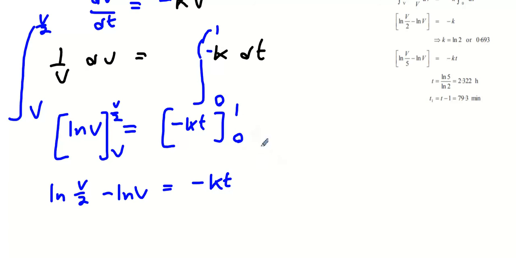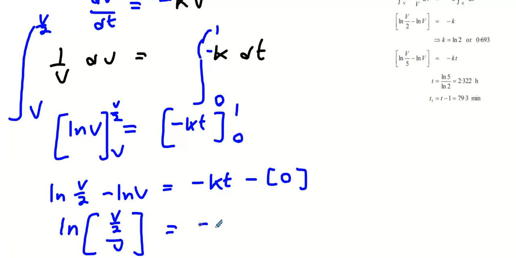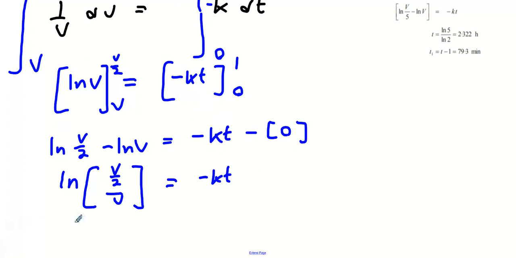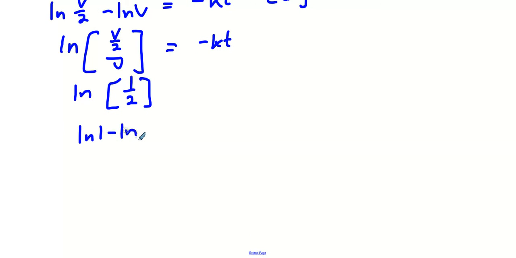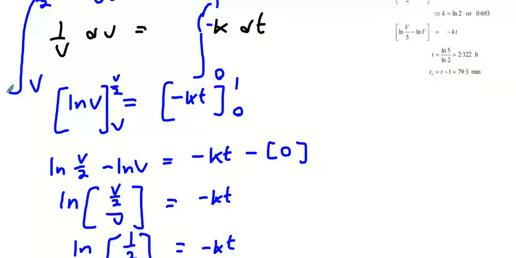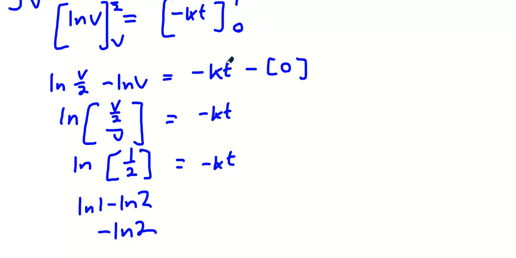For the lower limit it's going to be 0, so it's minus 0 there. So you can use the subtraction rule of logs, which turns into division, so it's V over 2 divided by V equals minus kt. Now you know that V over 2 over V is ln a half, and ln a half is ln 1 minus ln 2, so it's minus ln 2 equals minus kt. Oh, sorry, not minus kt. t was 1, so it's just minus k. Sorry guys, I'm getting distracted by a laughing baby at the moment, but there we go.